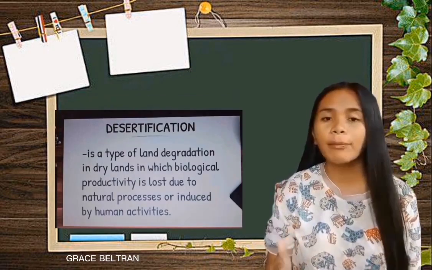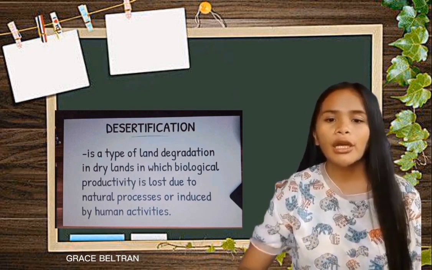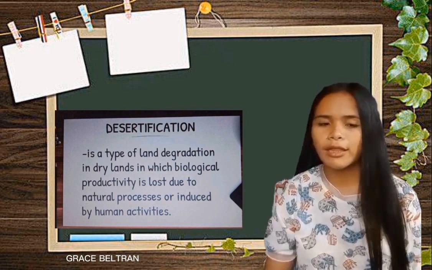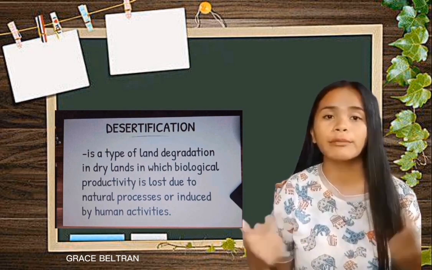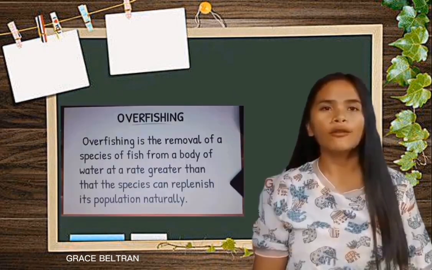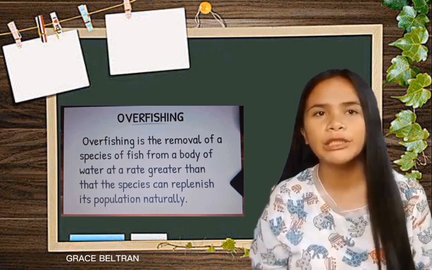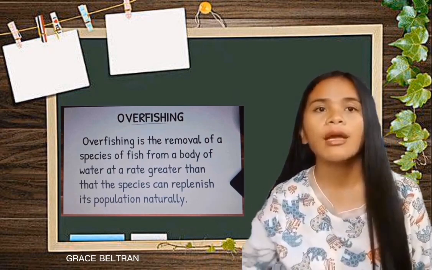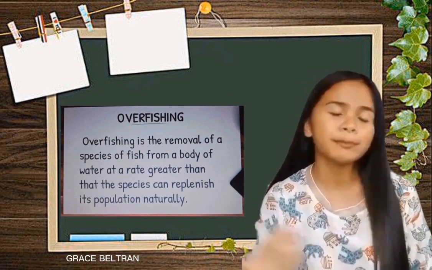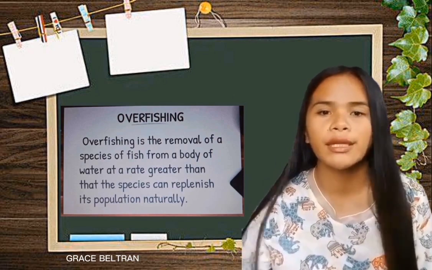Desertification is a type of land degradation in dry lands in which biological productivity is lost due to natural processes or induced by human activities. Overfishing is the removal of a species of fish from a body of water at a rate greater than the species can replenish its population naturally.